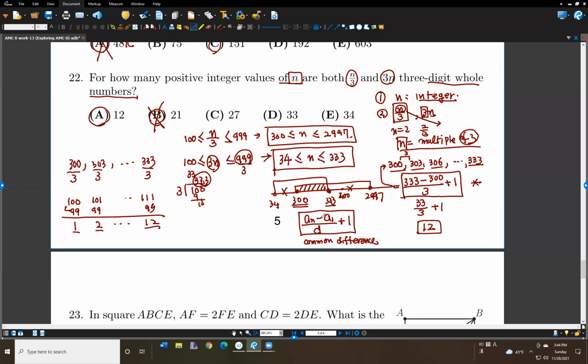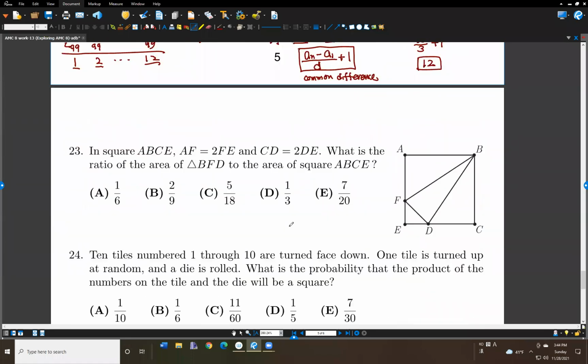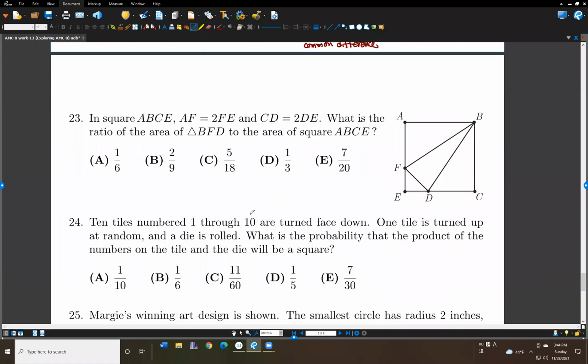Any questions about number 22? No. No? Okay. All right, number 23. Once you finish this question, not that hard, right? Actually, AMC, okay, I think you can do that.